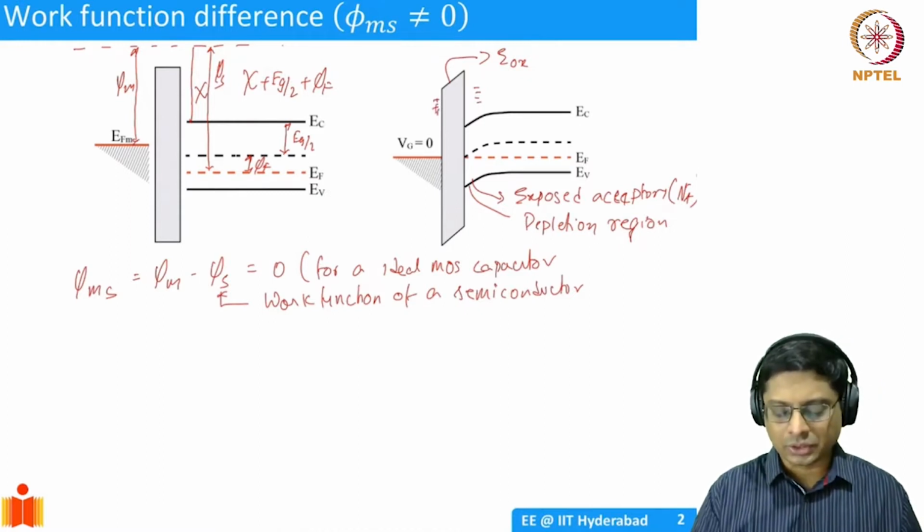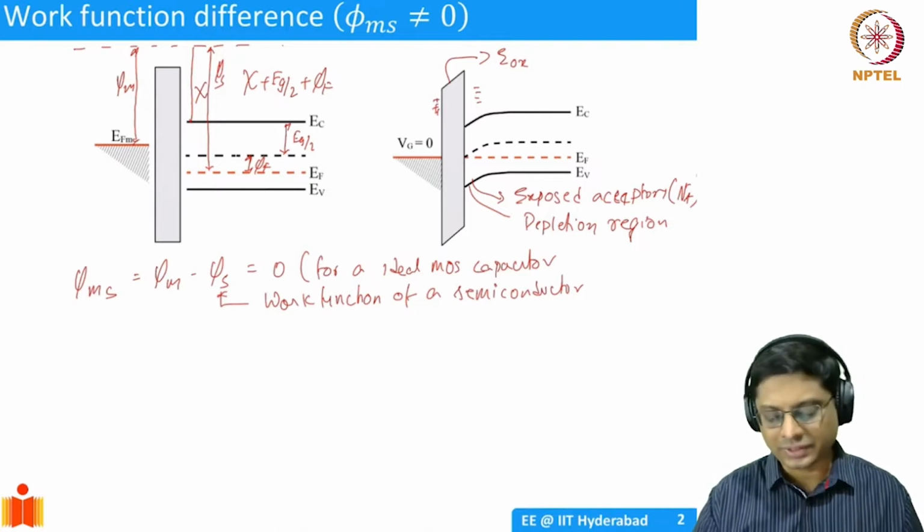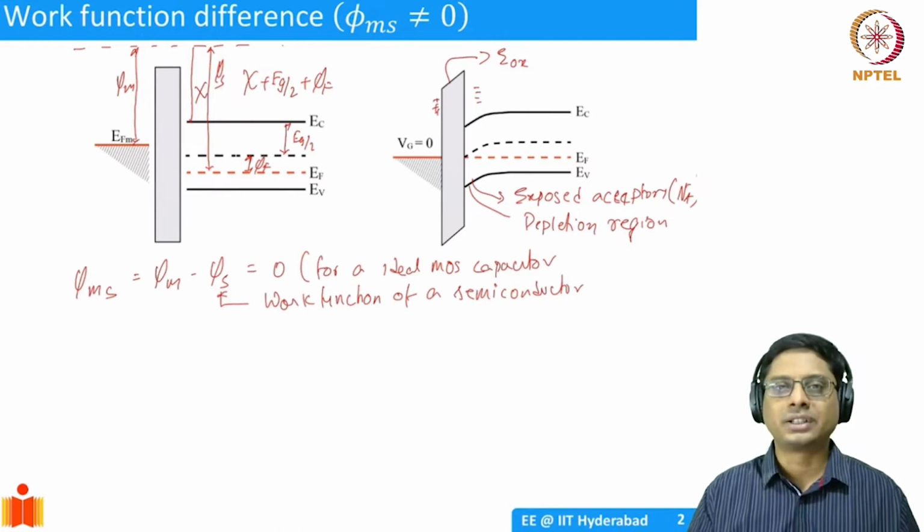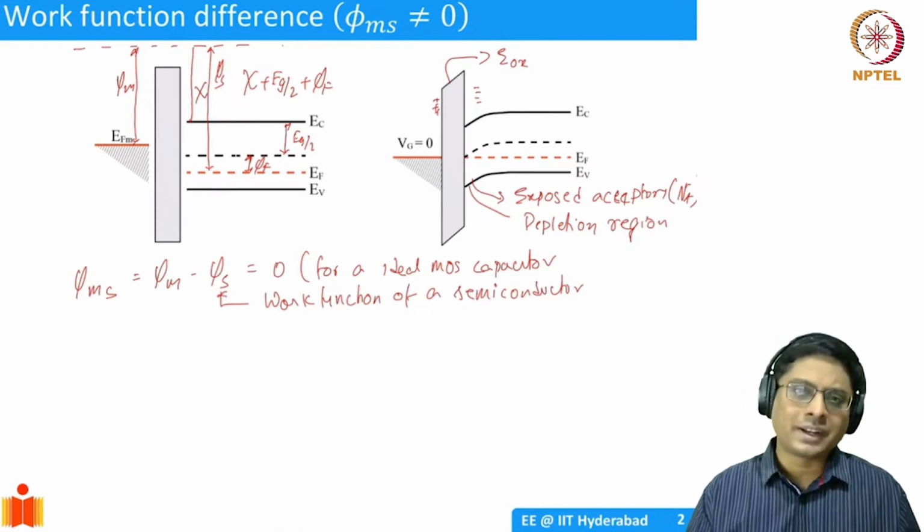So overall there's going to be an electric field across the oxide as well as across the semiconductor. It's like a depletion. So this is what happens when there's a work function difference. You can have another scenario.